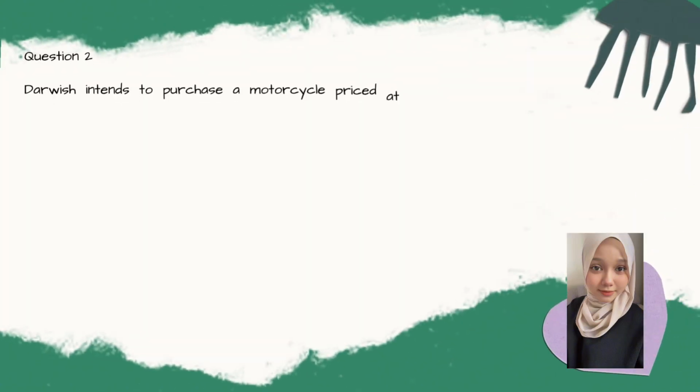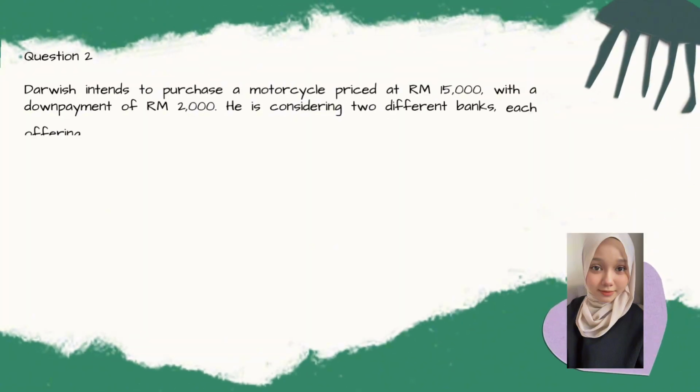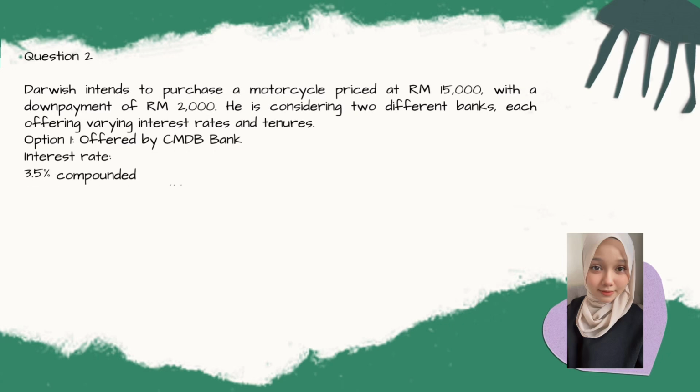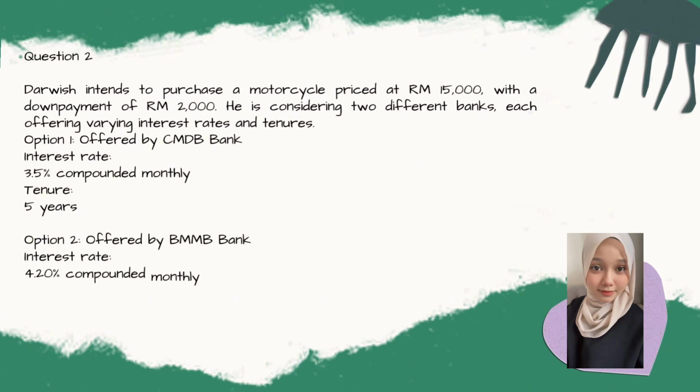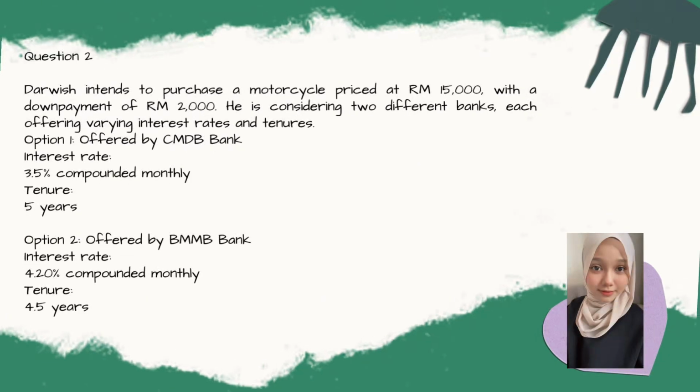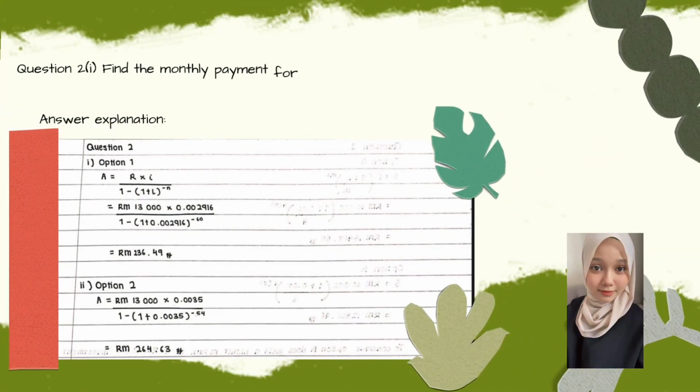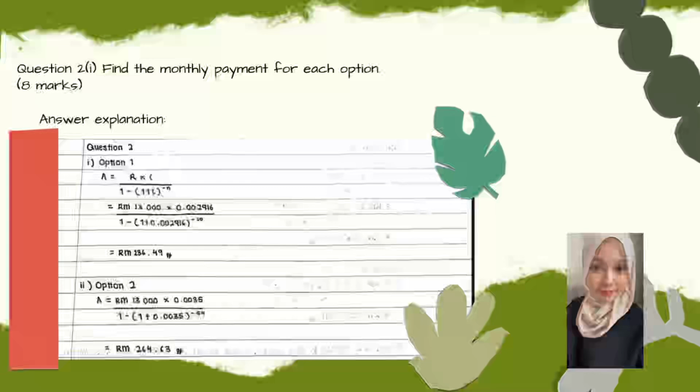For question 2, Darwish intends to purchase a motorcycle priced at 50,000 ringgit with a down payment of 2,000 ringgit. He is considering 2 different banks, each offering varying interest rate and tenure. For option 1, we use formula A equals R multiplied by I divided by 1 minus bracket 1 plus I bracket negative N. R is 30,000 ringgit multiplied by 0.002916 divided by 1 minus bracket 1 plus 0.002916 bracket negative 60. Under the CMDB bank option, the average monthly payment is 236 ringgit and 49 cents.